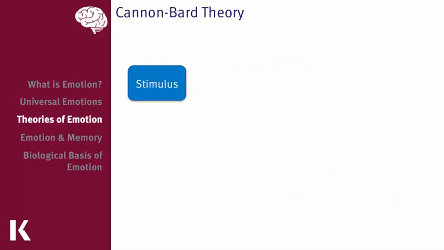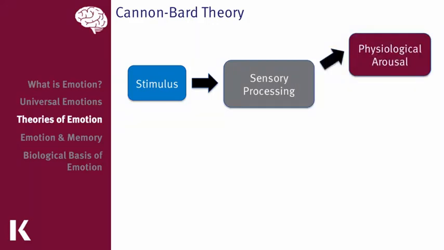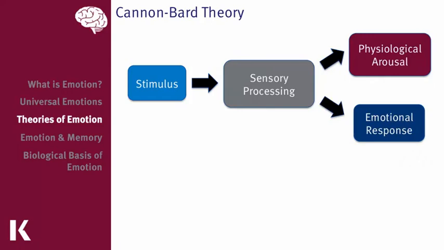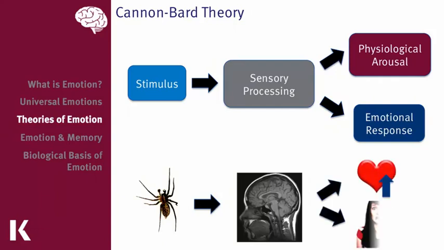The second theory is the Cannon-Bard theory. While the James-Lange theory believed that our physiological responses created our emotional response, the Cannon-Bard theory believes that upon seeing a stimulus, that stimulus will be processed by the thalamus, and then the thalamus will trigger a simultaneous physiological response as well as an emotional response. So upon seeing a spider, the thalamus will process that information and then elicit the increase in heart rate and the fear response at the same time.